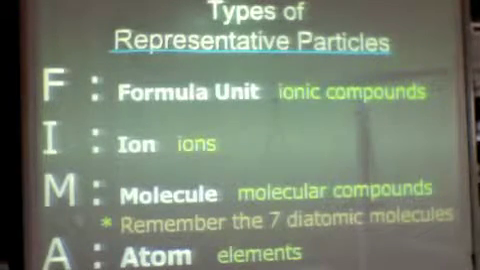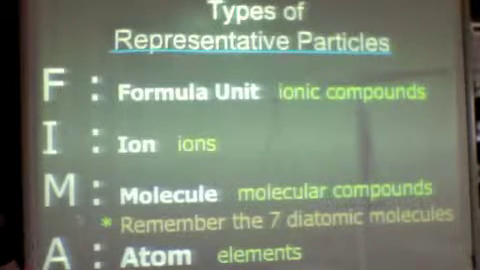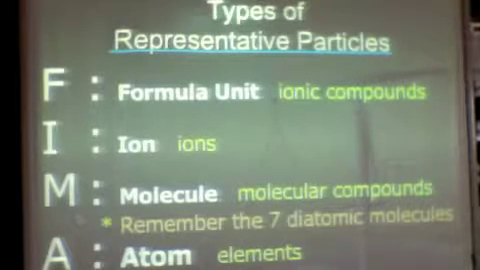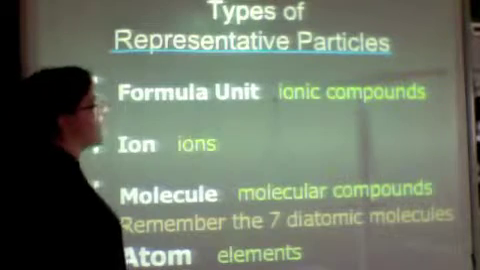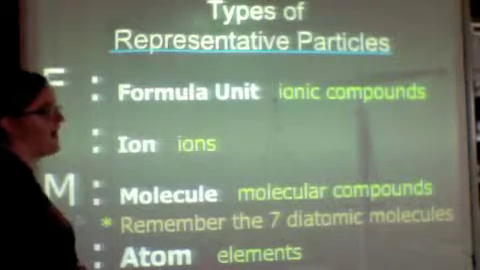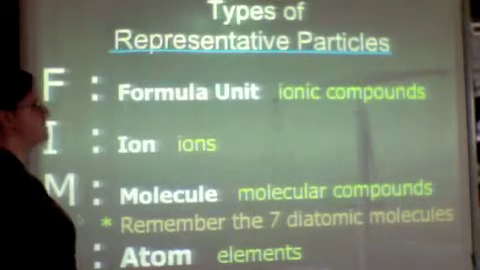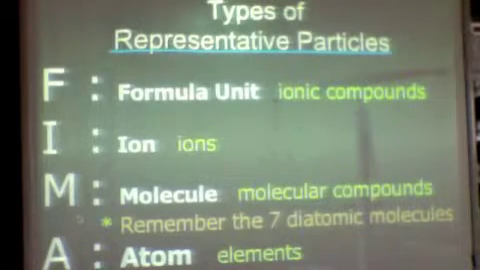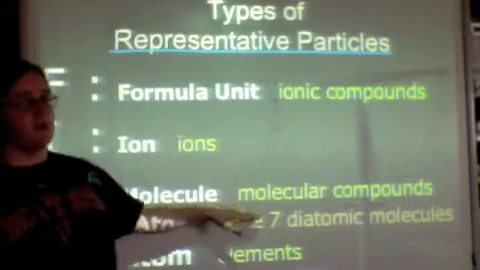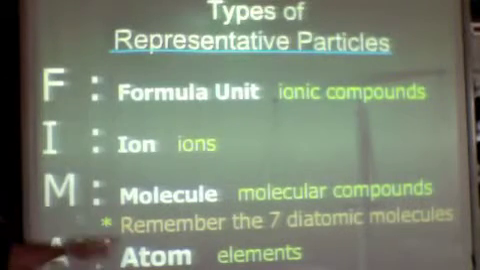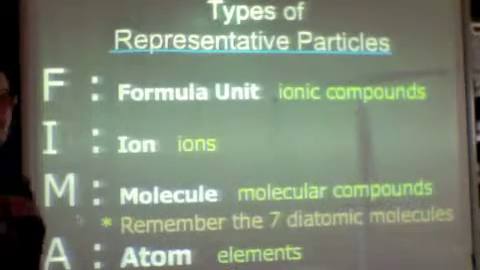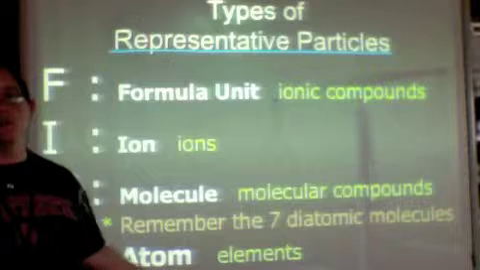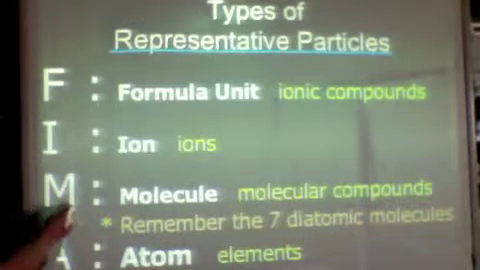The first thing we're going to talk about is representative particles. Representative particles are formula units, F, and what's in green is what they represent. So if you have an ionic compound, you are counting how many formula units there are. So if I have 5 NaCl's, you have 5 formula units of NaCl. Ions represent your ions. That one should make sense. Molecules represent your molecular compounds, so your nonmetals. Your diatomics are included in there. So if you're counting oxygen gas, then you're counting the molecules of oxygen gas. Elements are your atoms. You're counting individual atoms.